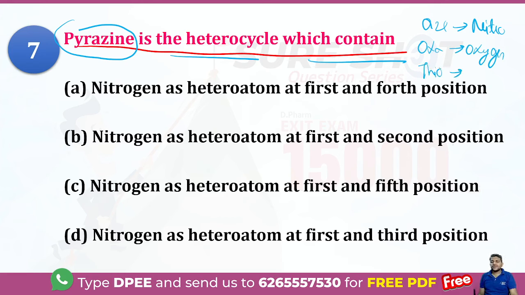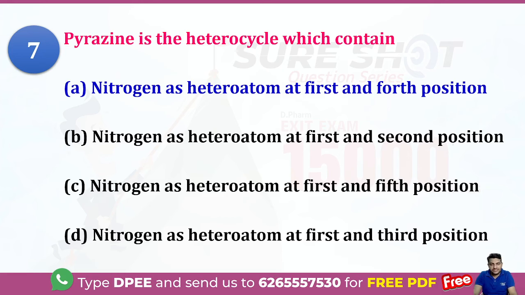Thia is used for your sulfur. So here is azine, which means it is confirmed there is a nitrogen. All the options here are for nitrogen, but pyrazine is the compound that has the heteroatom nitrogen at the first and the fourth position.